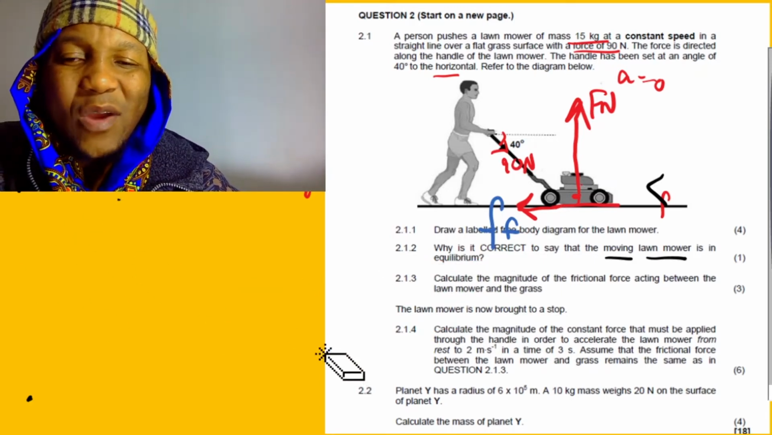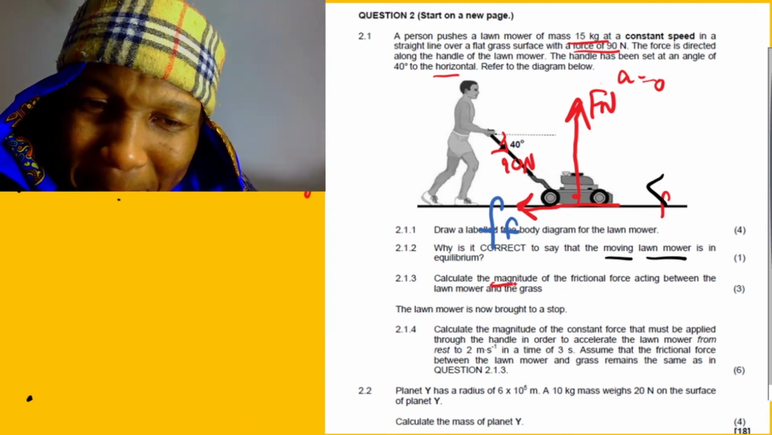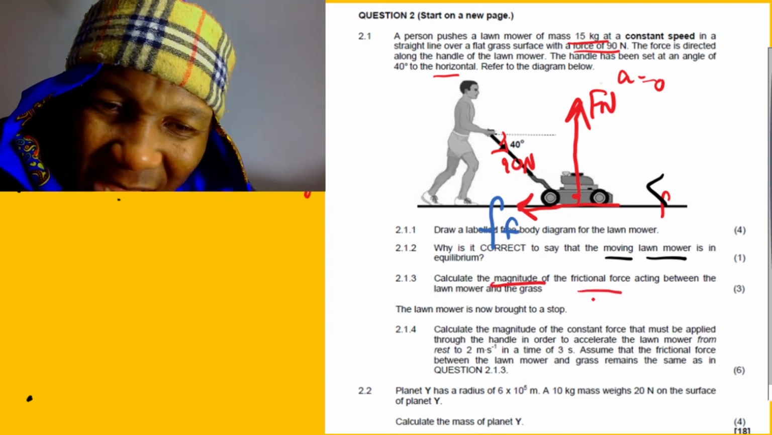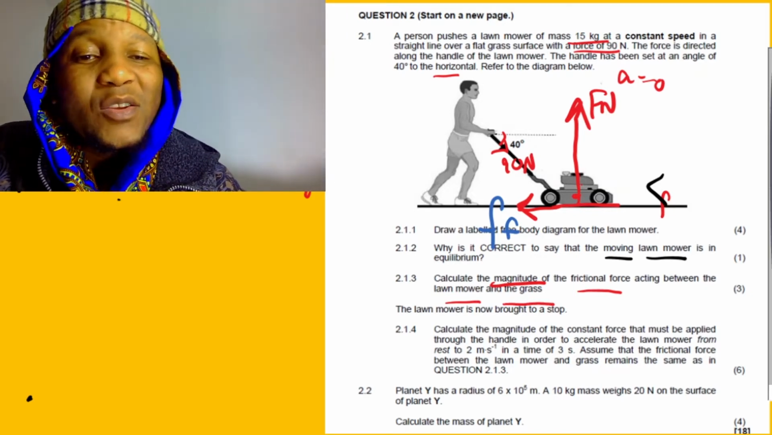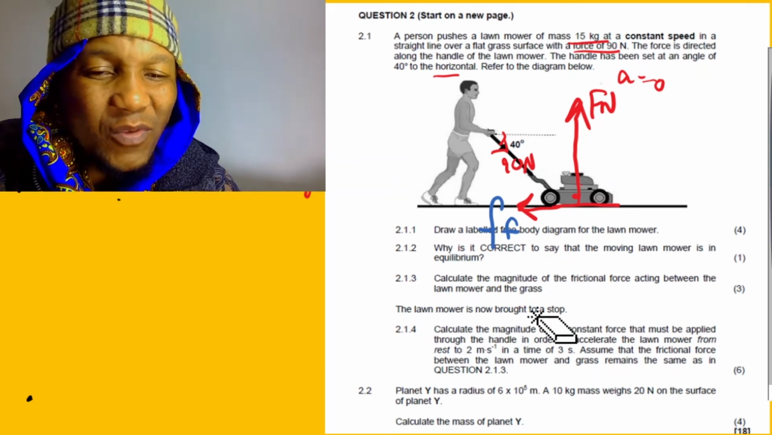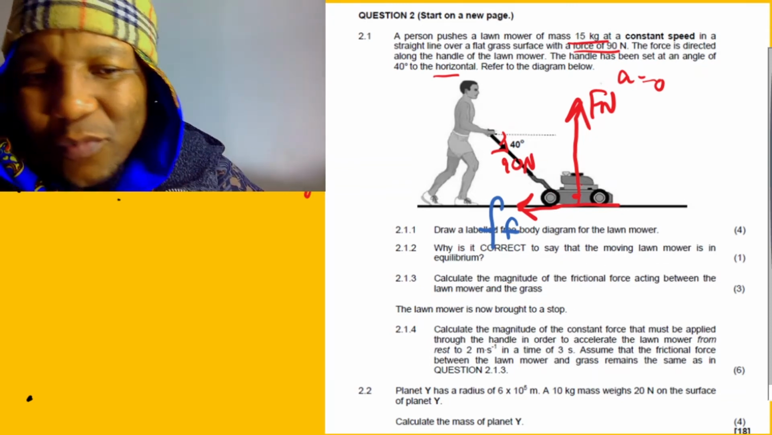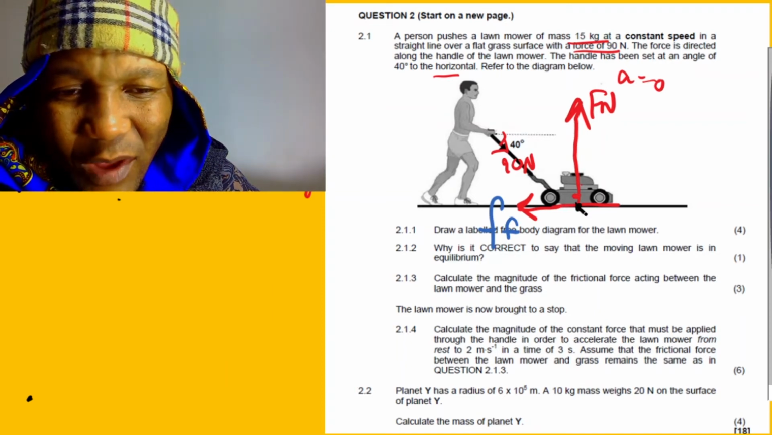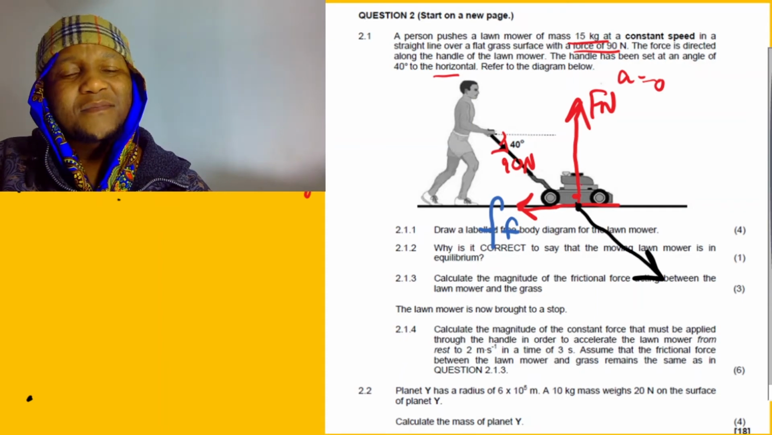So we're done with the second one. Now we want to go for the third one. They say, calculate the magnitude of the friction force acting between the lawnmower and the grass. Okay, look. If you want to get the friction force here, let me show you. If you push this, you push, right? So meaning we have a force like that. Do you agree with me?